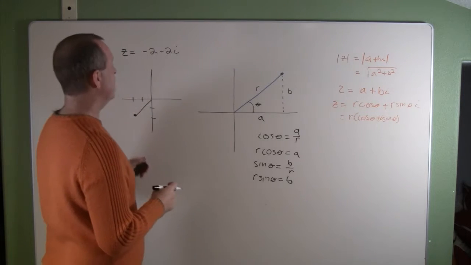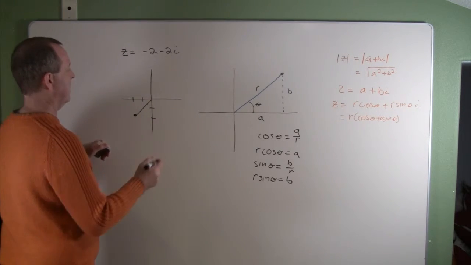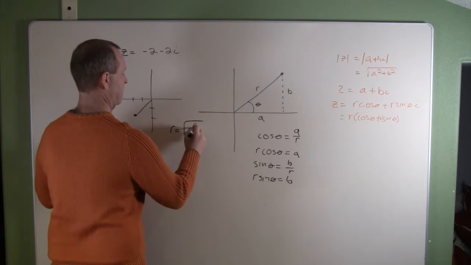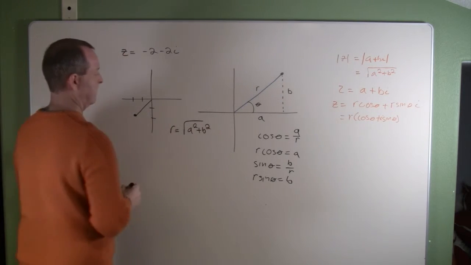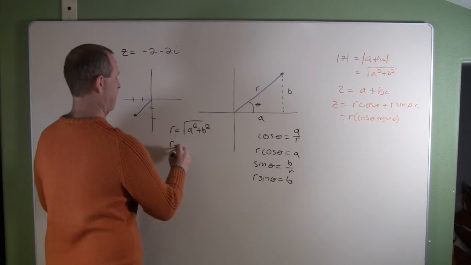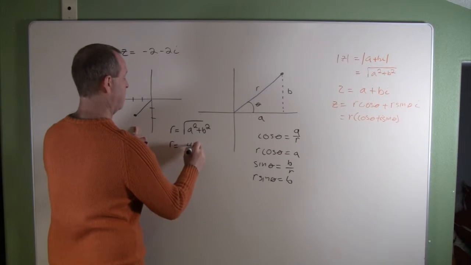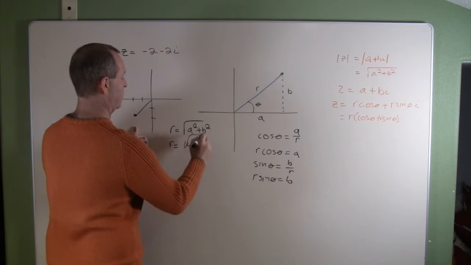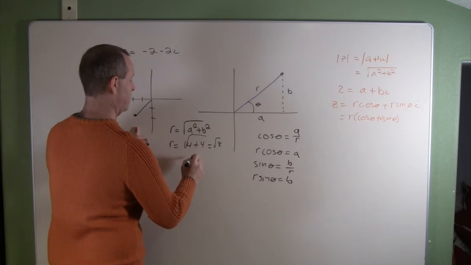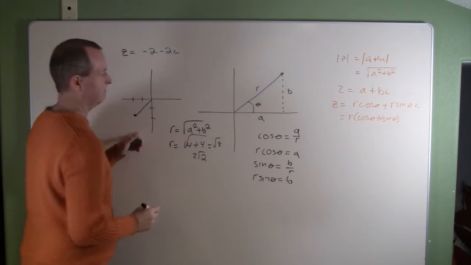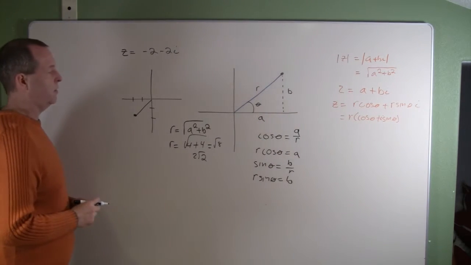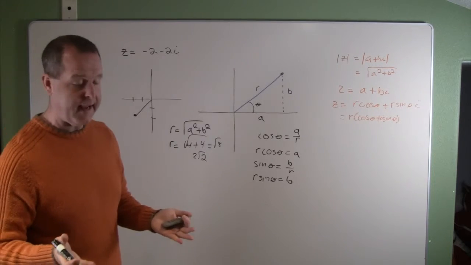All right, so we know what this distance is, and that's also r equals the square root of a squared plus b squared. Solve that on out. r equals 2 squared, 4, plus 4, square root. That equals the square root of 8, which equals 2 root 2. So I found out the r. I know it's 2 root 2. Now I want to discover what the theta is.